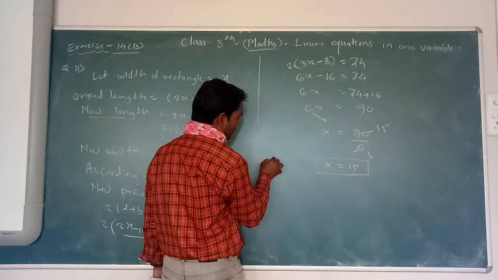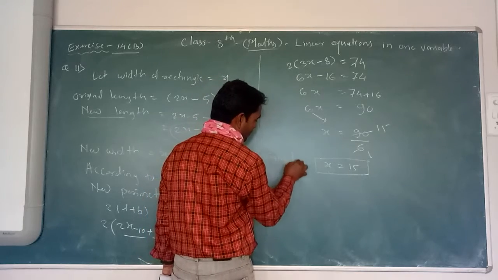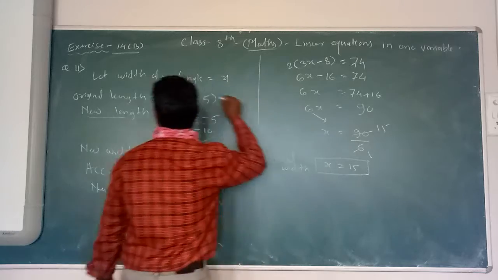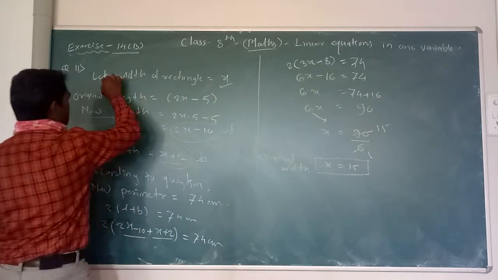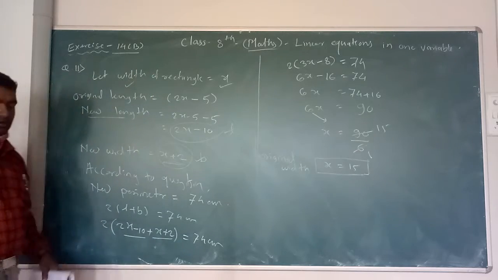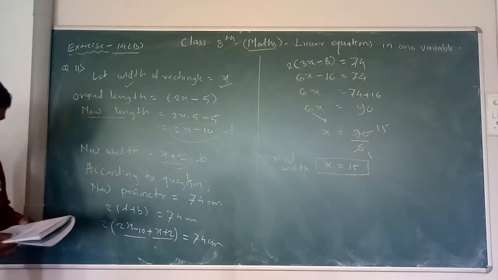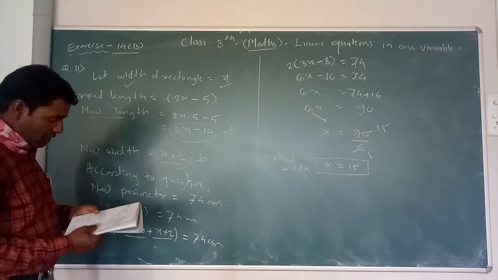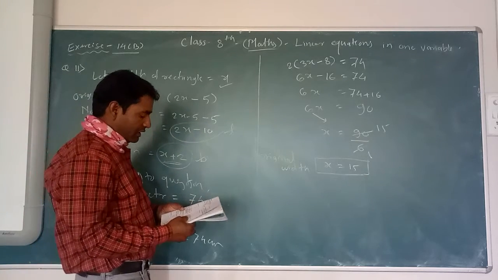That means we have found the original width. x means the original width of the rectangle. That is the first thing we have found. Then what do we have to find here? Find the length and the width of the original rectangle.